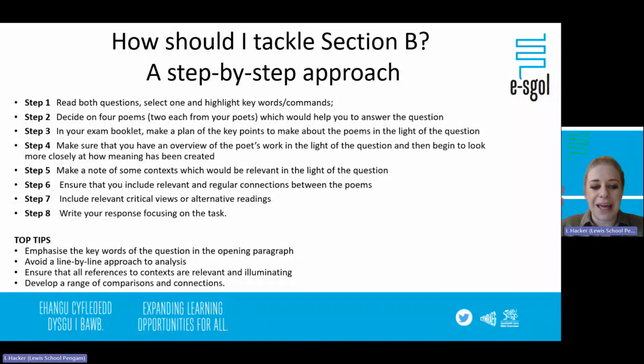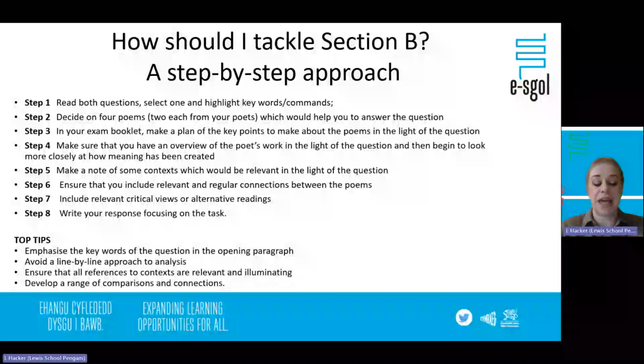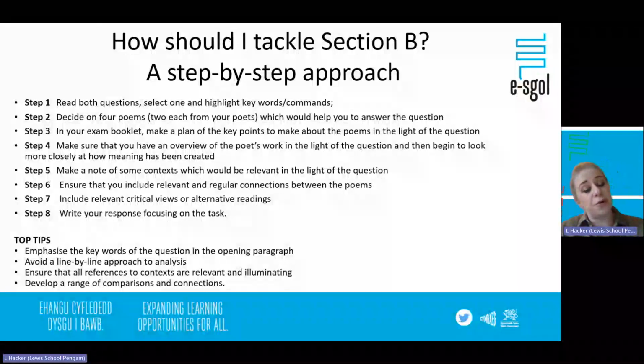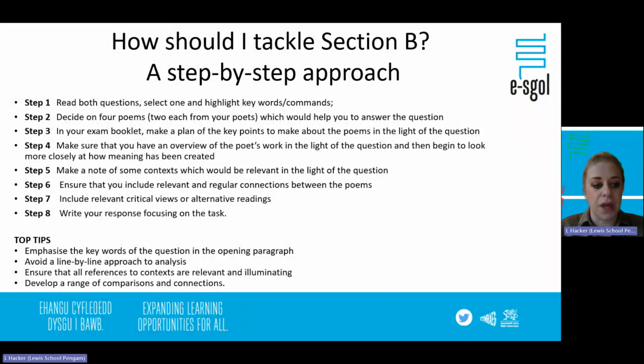Avoid a line-by-line approach to analysis. Now, this is something I touched on earlier on. You shouldn't go through each of the 4 poems line by line, analysing each line. It's not a good use of your time. It's not going to gain you any marks. In fact, there's going to be a lot of surplus analysis that's not relevant to the question. You need to be selecting 5, 6 sections of the poem that are relevant to the question, and that's what you'll be focusing your in-depth analysis on.